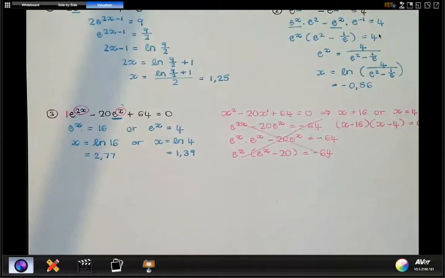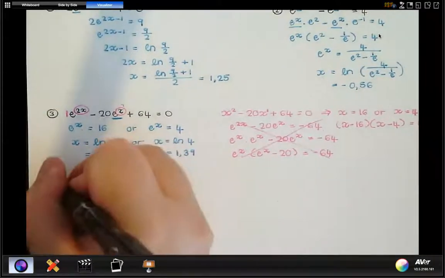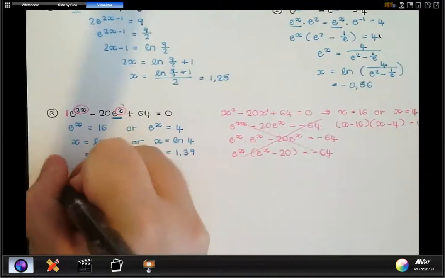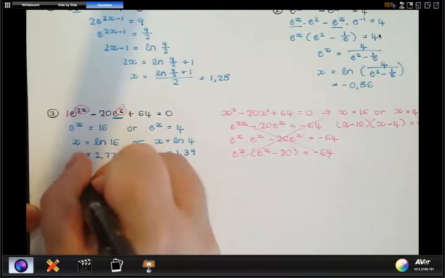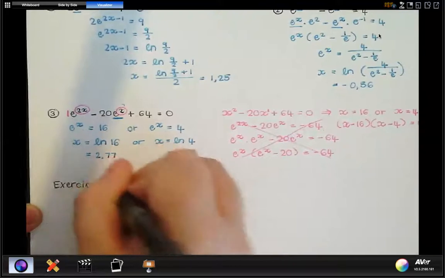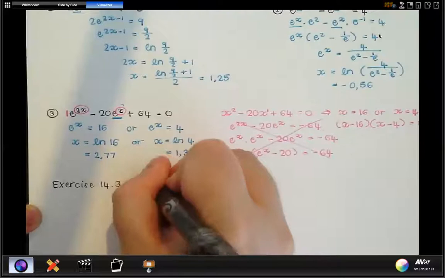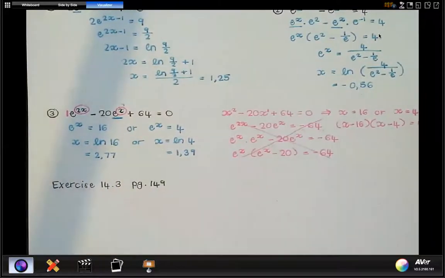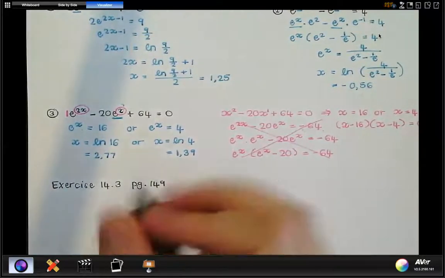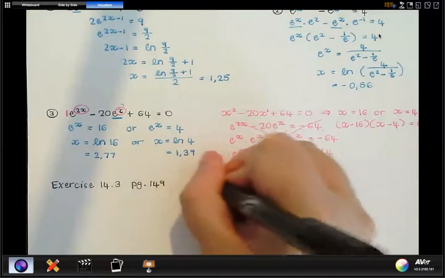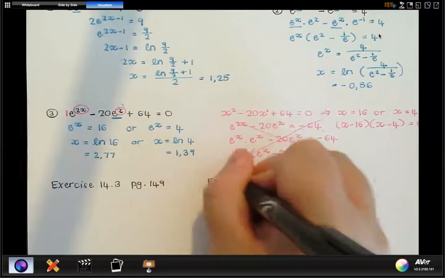I'll give you some examples of these to do, or some questions. So it's exercise 14.3 on page 149. Then I'm going to attach another example. It's an example of an application type question. It's basically a word question that involves logs and e. So I will add in that example, and then you're going to have to do exercise 14.4 as well, please.